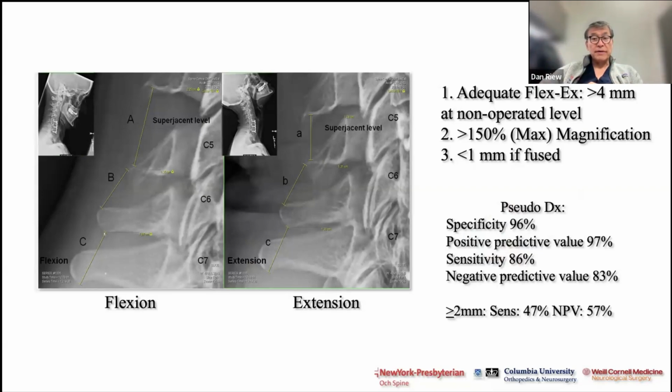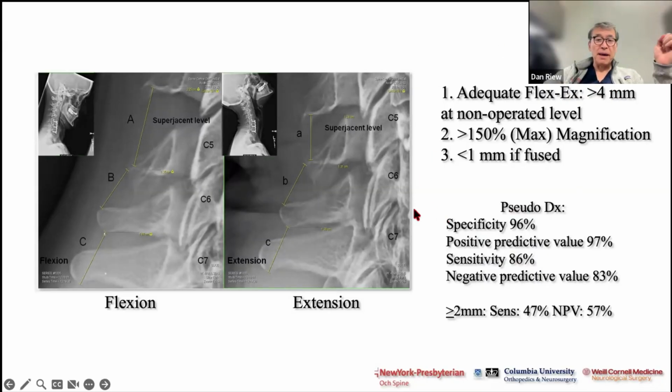Number one, make sure that you've got adequate flexion extension views by making sure that they moved at least 4 millimeters at a non-operated adjacent level that's not fused, because that tells you that they did a good enough flexion and extension view so that things move. Number two, maximally magnify the image. As I showed you previously, when you magnify that image, you can see that there's a gap between the cage and the rest of the bone.